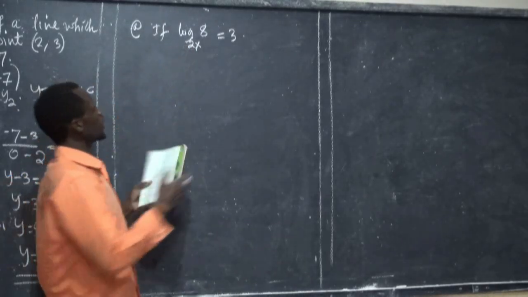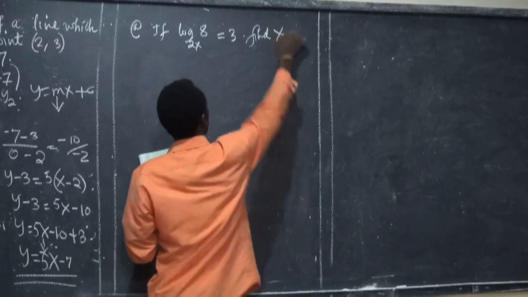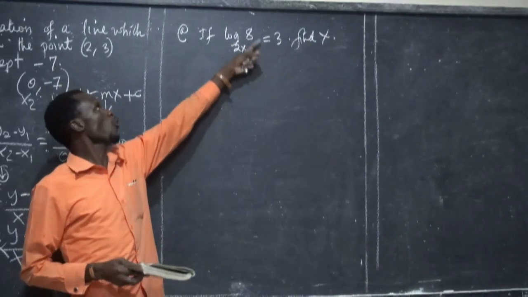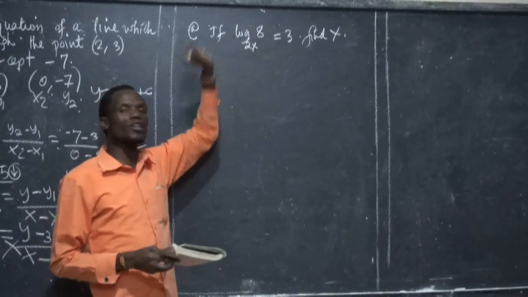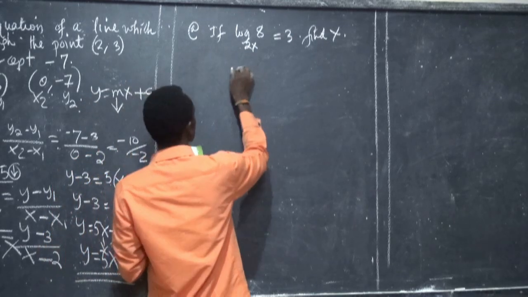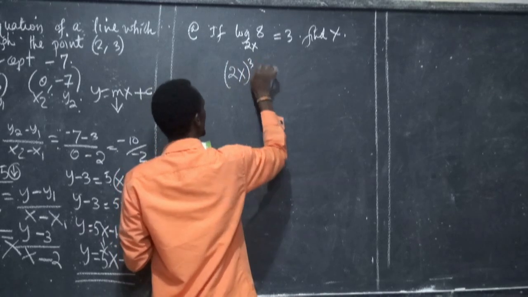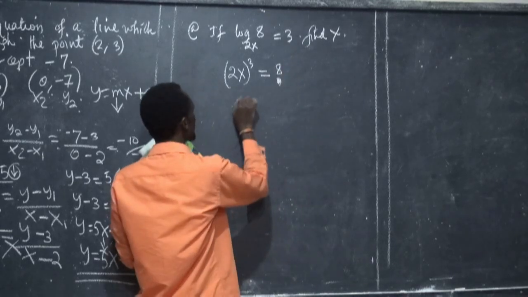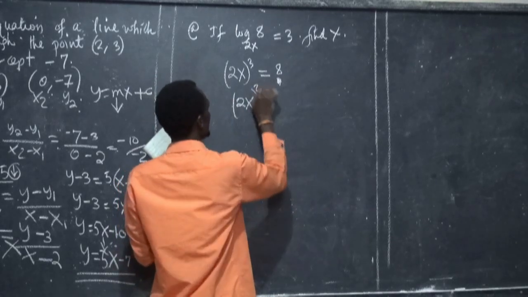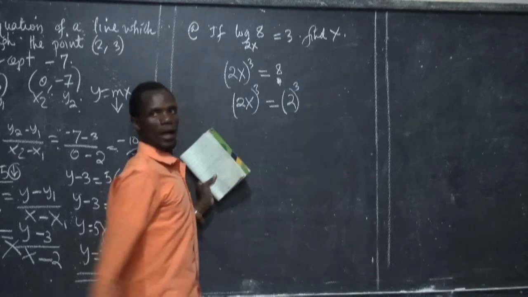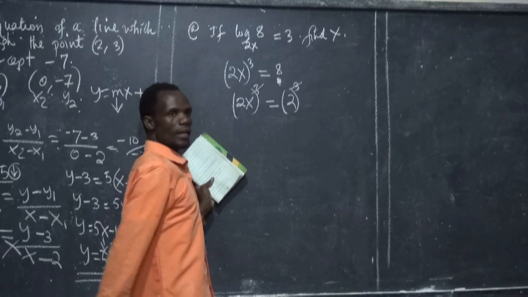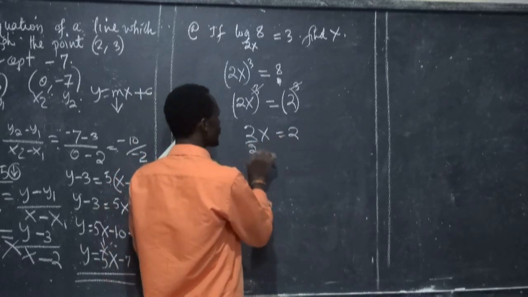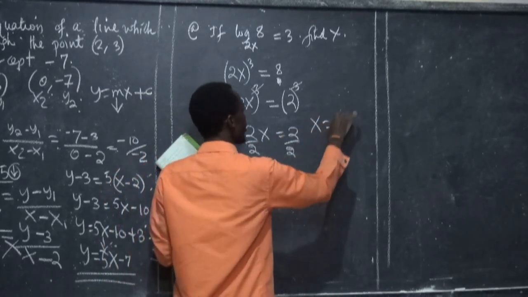From here, you've been told to find x. Find what? Find x. To find x from here is very simple. Write your logarithm and convert this to exponential form. That is to say, 2x power 3 is equal to 8. Then express this in exponential form, and you will find it is 2x power 3 is equal to 2 power 3. Now these exponents are equal, so the bases are also equal. 2x is equal to 2. We divide by 2 on both sides. Now x is equal to 1.